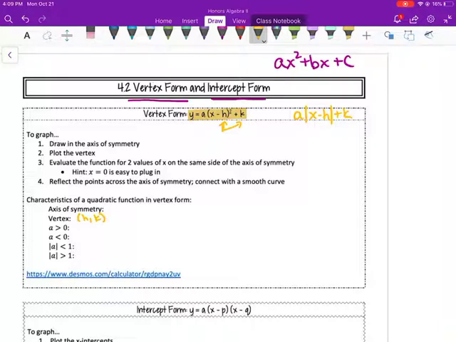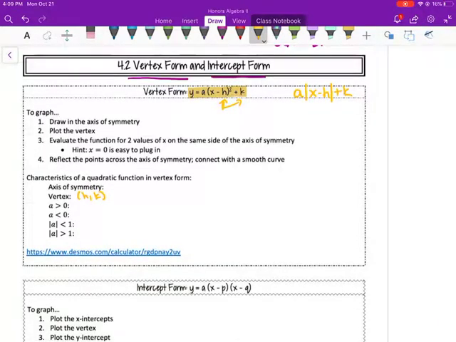So we're going to follow these steps in order to graph our vertex form. We're going to draw in the axis of symmetry, which we'll find in a second. We're going to plot the vertex. We're going to evaluate the function for two values of x, or we're going to cheat and just use the a value as we did earlier. And we're going to reflect those points and then make it with a smooth curve that looks like either a smiley face or a frowny face. Hold that water or drop that water.